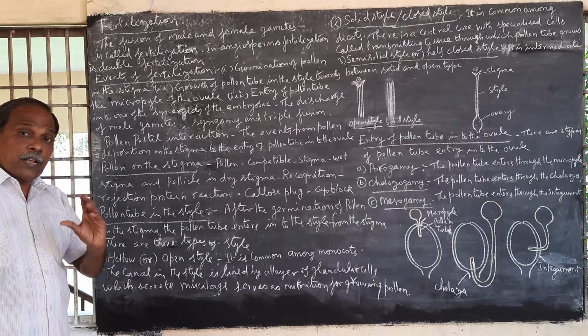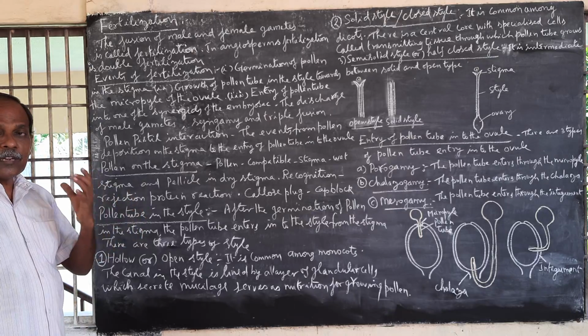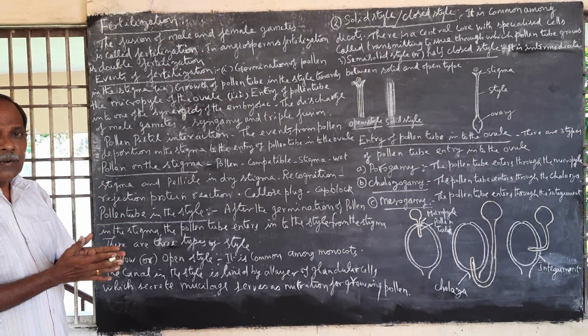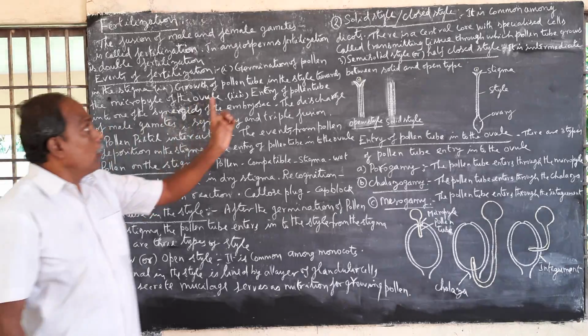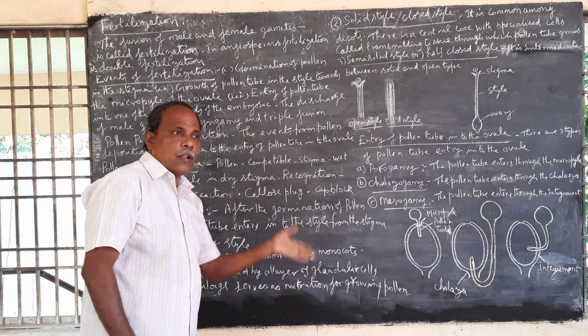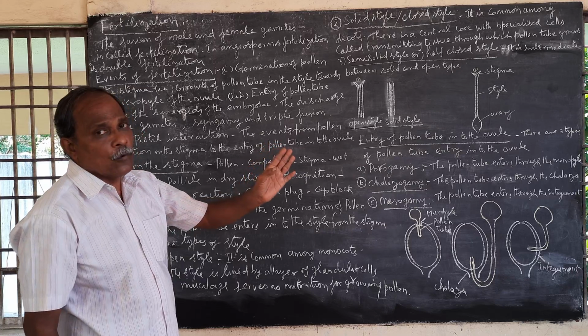And then there are three types of style. So what are the three types of style? Hollow style or open style. Then solid style or closed style. Third one, semi-solid style or half closed style.